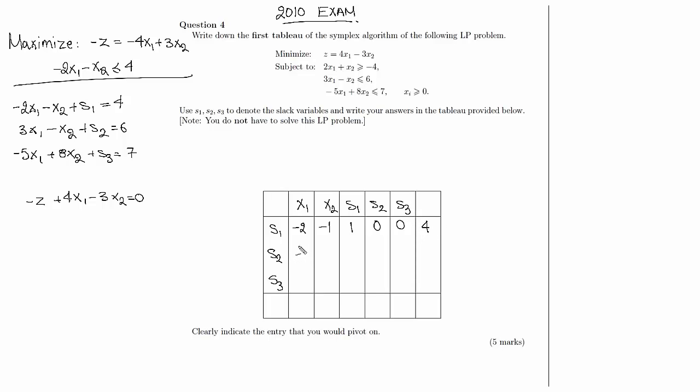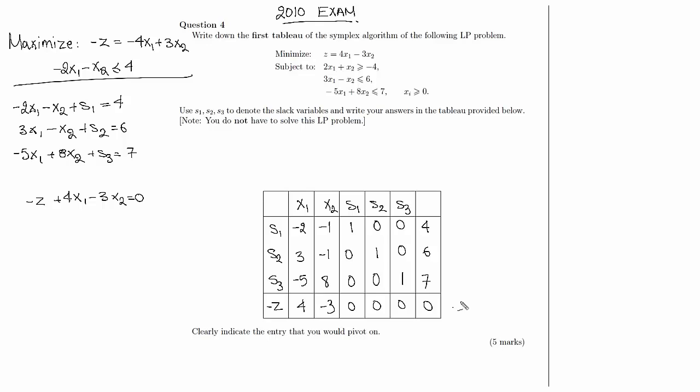And we do the same with the others. So we have 3, minus 1, 0, 1, 0, and 6, and then minus 5, 8, 0, 0, 1, and 7. And lastly, we put minus z, 4, minus 3, and zeros. And this is the initial tableau of the simplex algorithm.